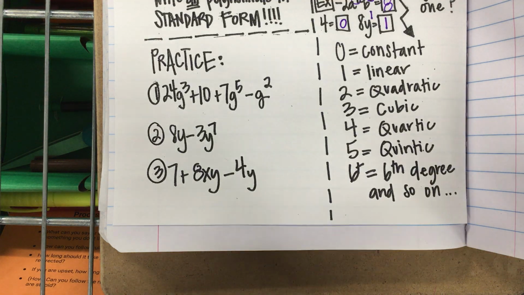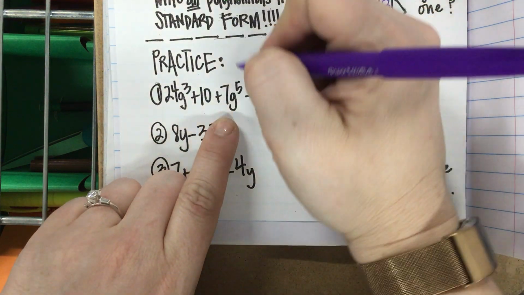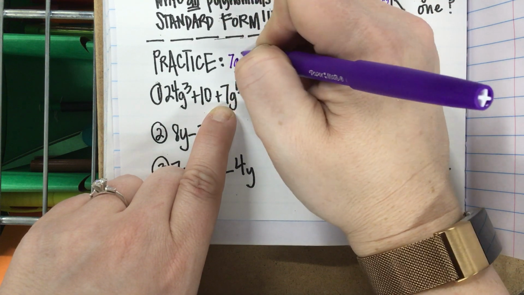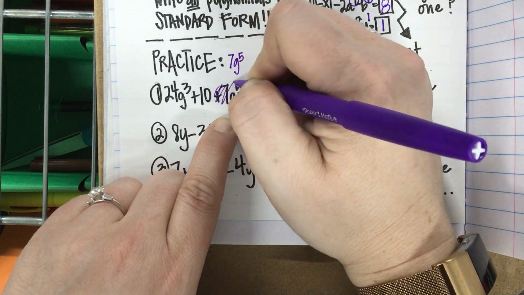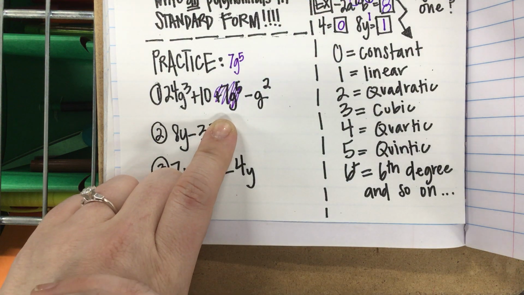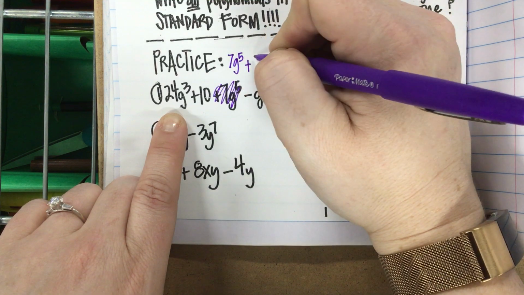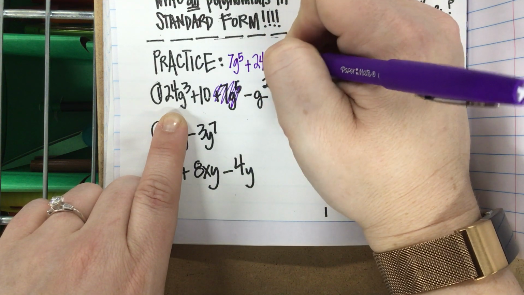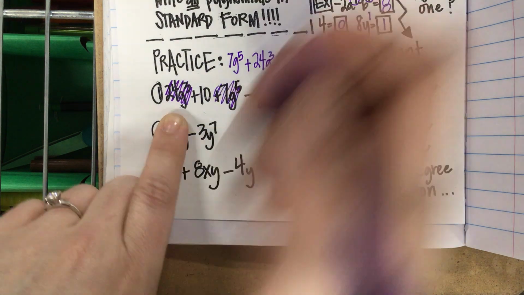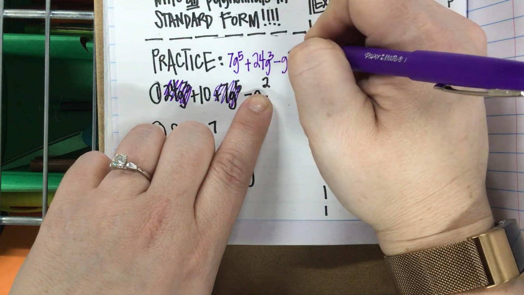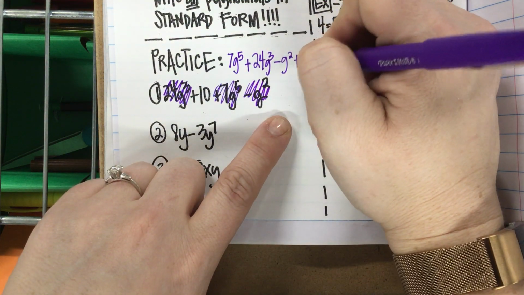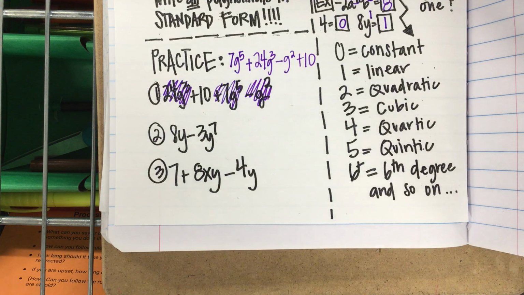What goes first? 7g to the 5th. We keep the exponent, and you just rearrange the terms. Plus 24g to the 3rd. What next? Minus, because that minus sign belongs to the g squared. Then plus 10. Perfect. Now let's classify.